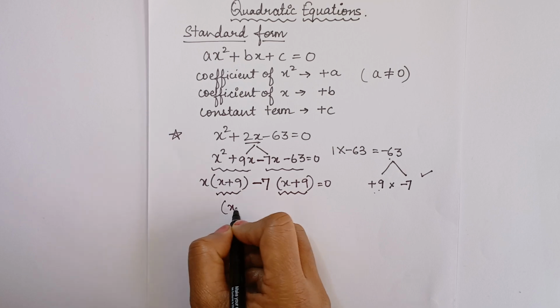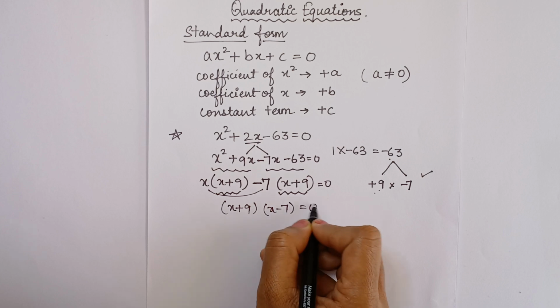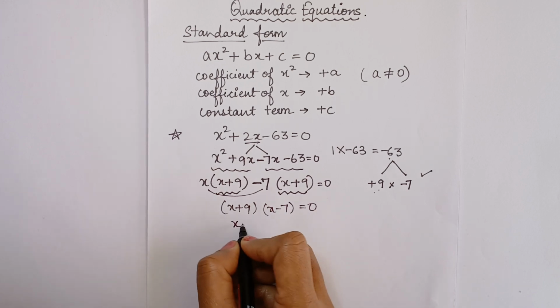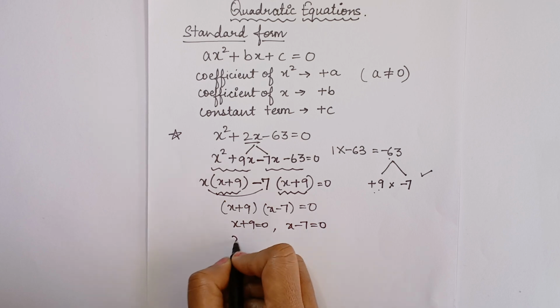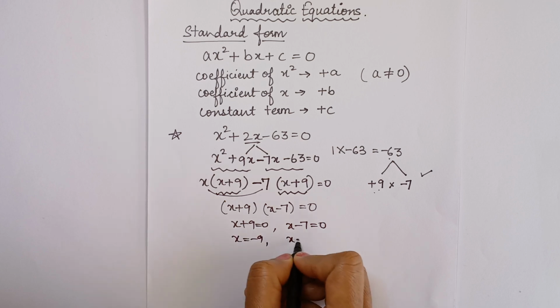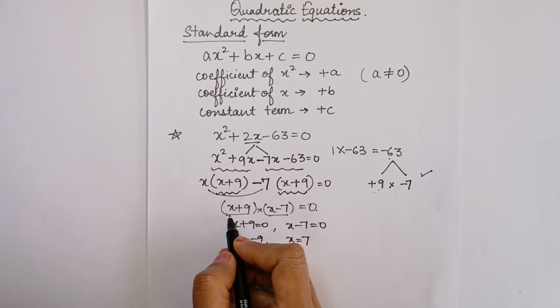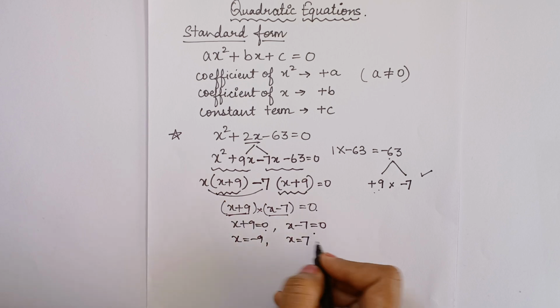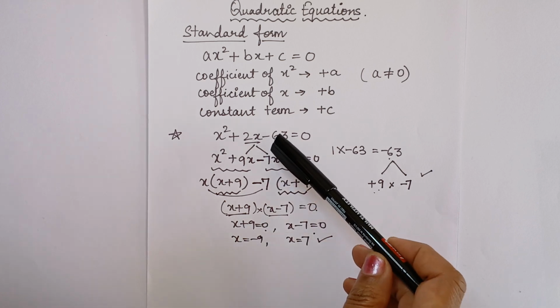So we will write it as x plus 9 and the next one as x minus 7 is equal to 0. So we will have x plus 9 is equal to 0, x minus 7 is equal to 0, x is equal to minus 9, x is equal to 7, because the product of these two numbers is 0. So it means either this is 0 or this is 0. So from here we will find the value of x. So this is the solution of this quadratic equation.